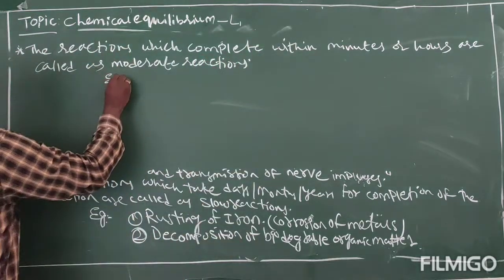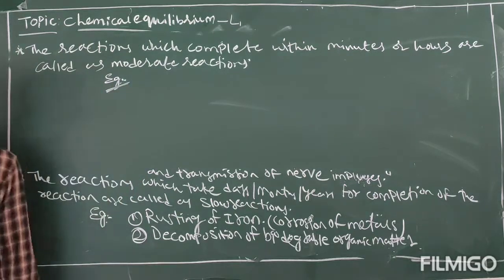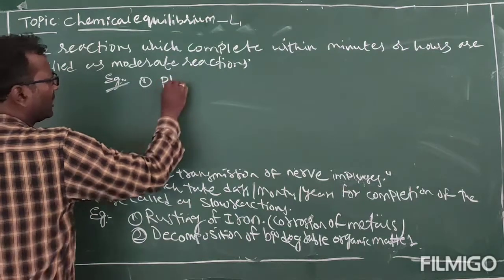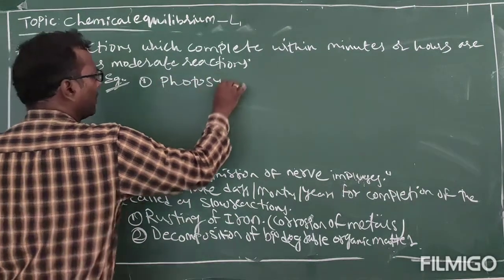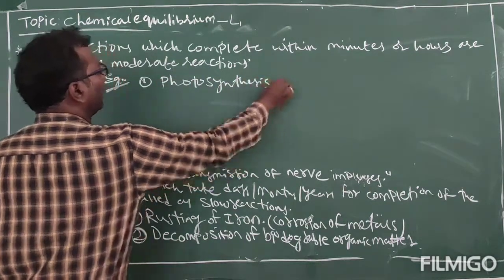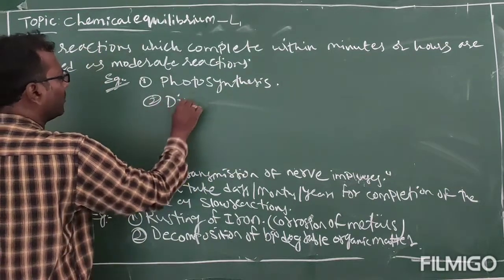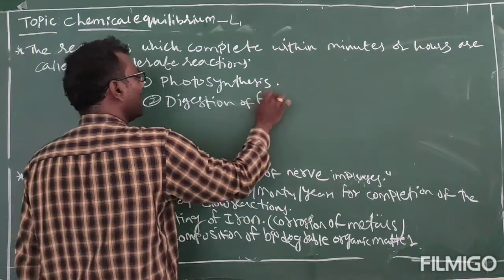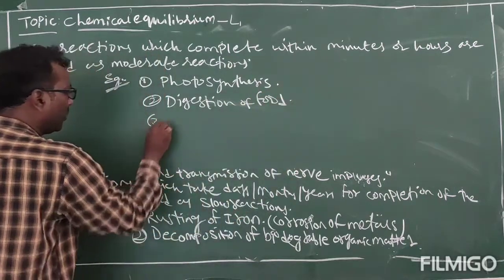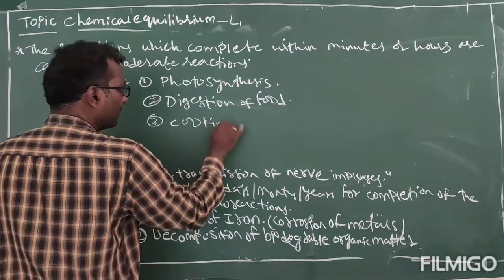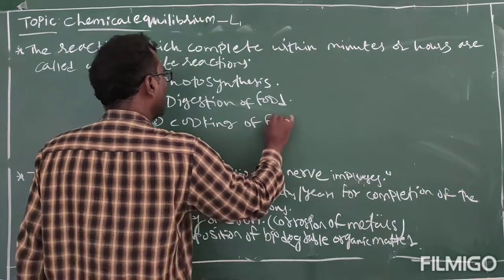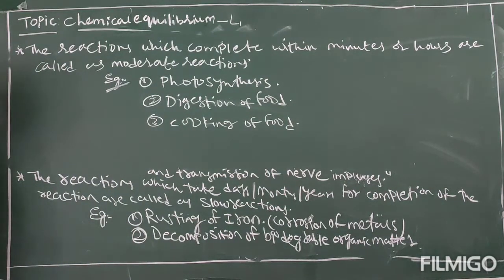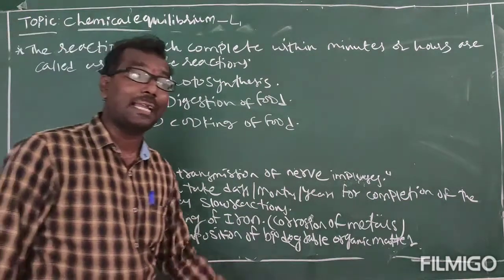Okay, so moderate reactions, most of this: photosynthesis is a moderate reaction only. Digestion of food is a moderate reaction. Cooking of food is a moderate reaction. So these are all the introduction for chemical kinetics.